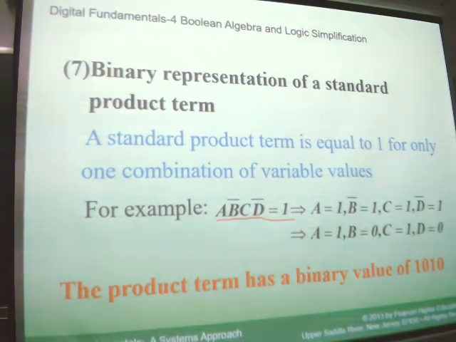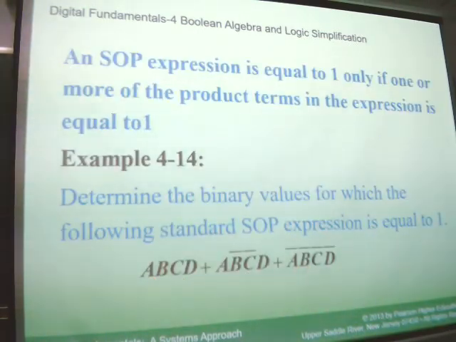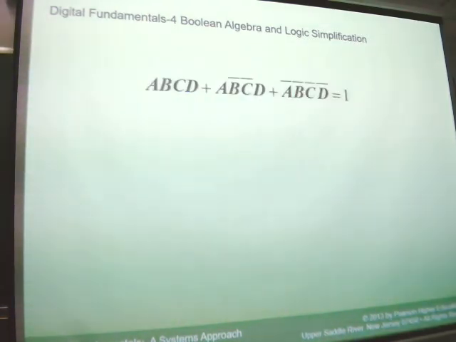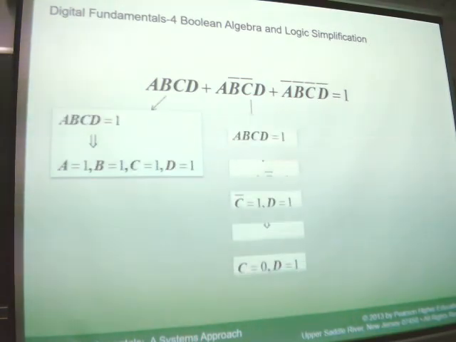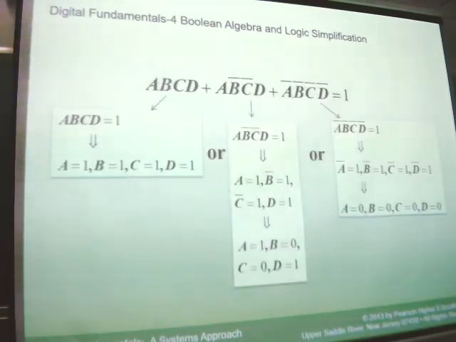So A, B bar, C, D bar has a binary value of 1, 0, 1, 0. First is 1, 0, 1, 0. Second is 1, 0, 0, 1. Third is 0, 0, 0, 0. This is the example.